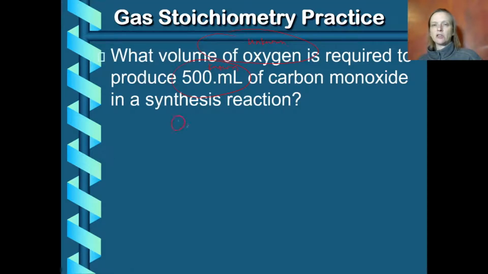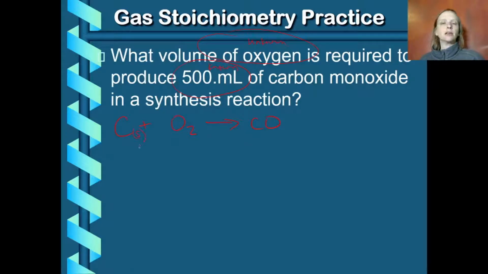Again, I need a balanced equation. I've got oxygen producing carbon monoxide in a synthesis reaction. So my other reactant must be carbon. This is a synthesis reaction with one product, but I need to think about what elements come together to make that one product.